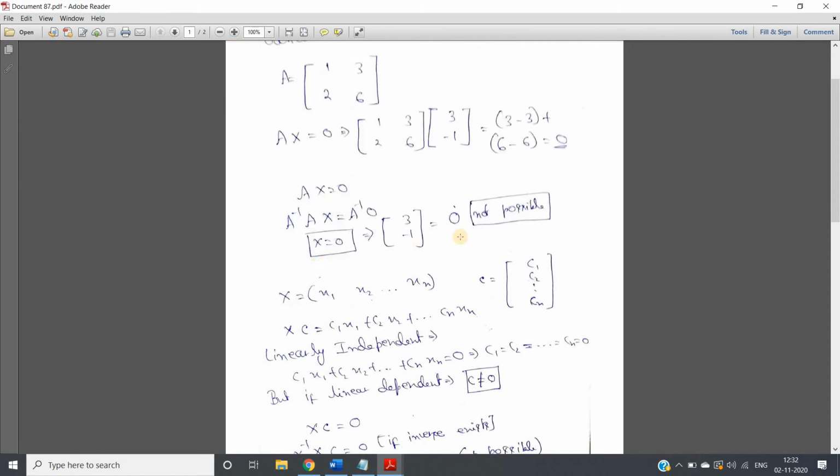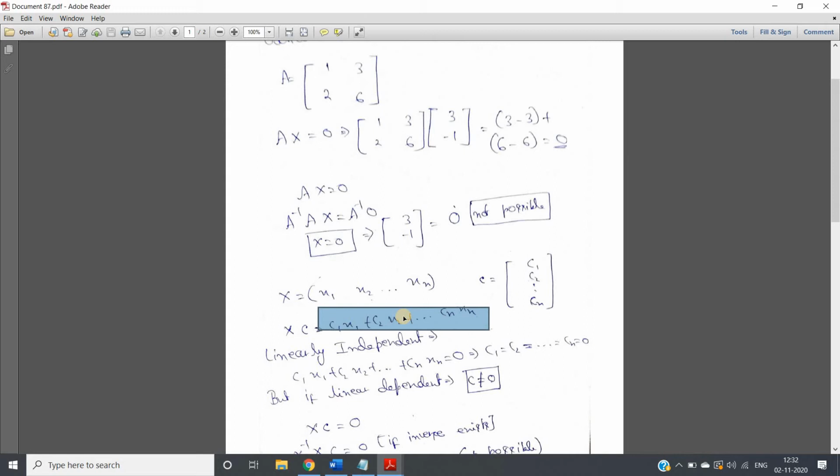If we generalize this, suppose one particular matrix has these columns x1, x2, up to xn. These are individual columns and my whole matrix is X, capital X, and I have one C, which is a one-column matrix like this: C1, C2, up to Cn. If you multiply this matrix with this matrix, what will you get? C1 x1 plus C2 x2 plus C3 x3 plus up to Cn xn.